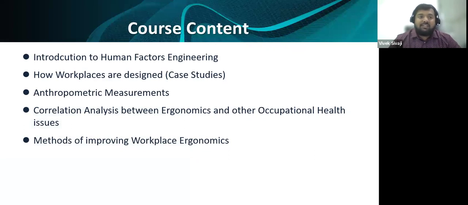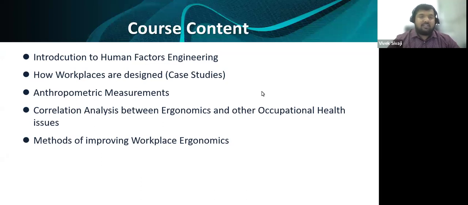The course content, we will start with introducing you to the concept of human factor engineering. And we will have a brief discussion on how workplaces are designed. I want to look at a few case studies with you guys. And these things are so subtle, you may not have actually realized most of the impact of human factor engineering here. However, some of those aspects we will discuss right now.